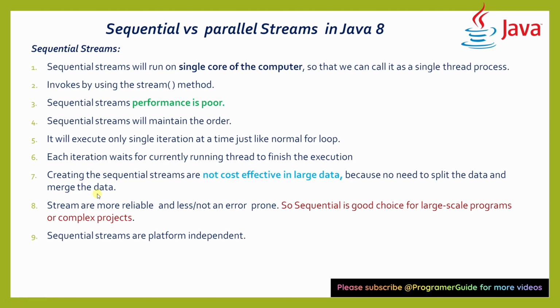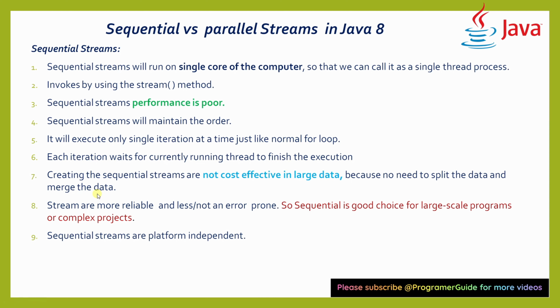Suppose thread 1 has an operation like getting employee data and finding the maximum employee data. After that you need another concatenation method, I mean an intermediate method, joining is possible. Then only is it going to perform the next one, until then the second thread is in a wait state. Okay, creating sequential streams is not costly with large data, because there is no need to split the data and merge the data.